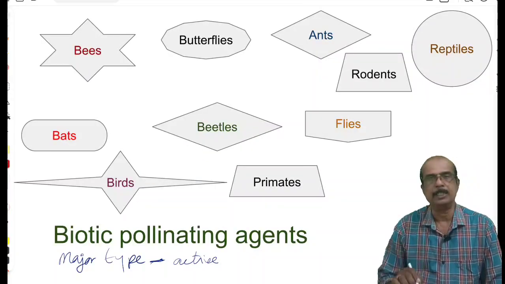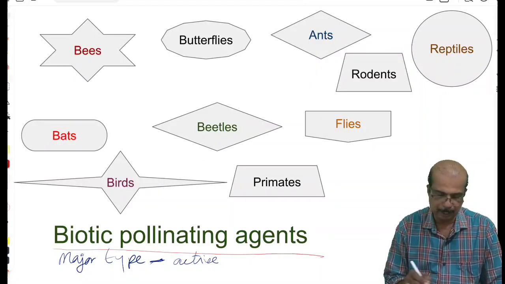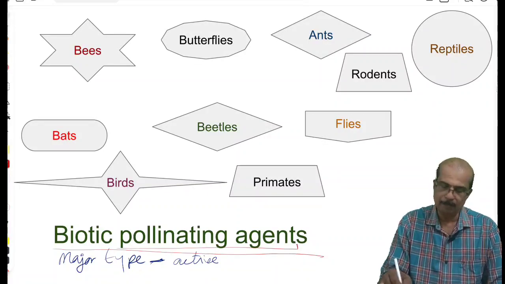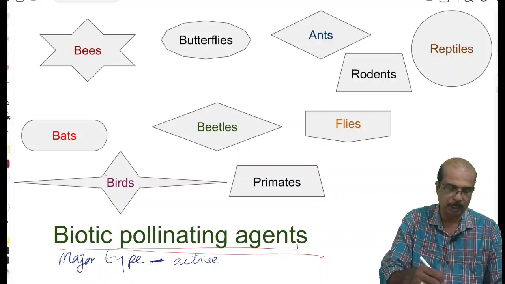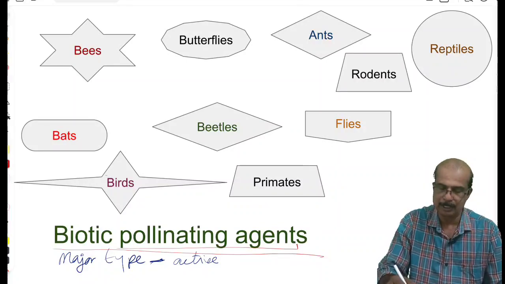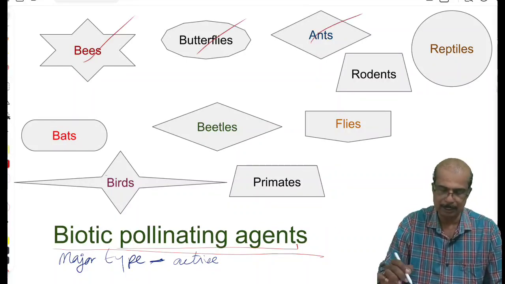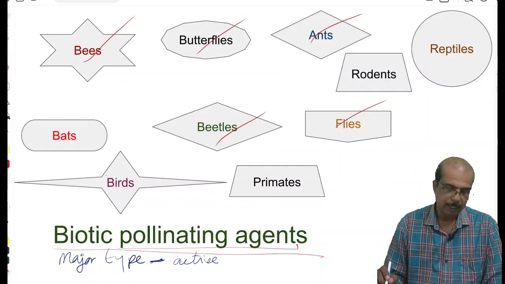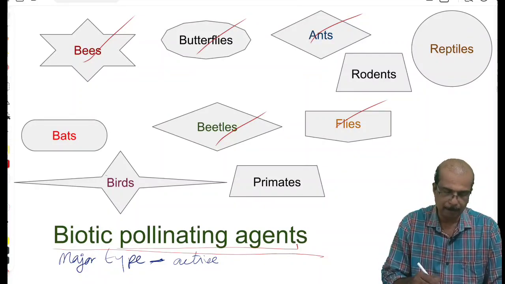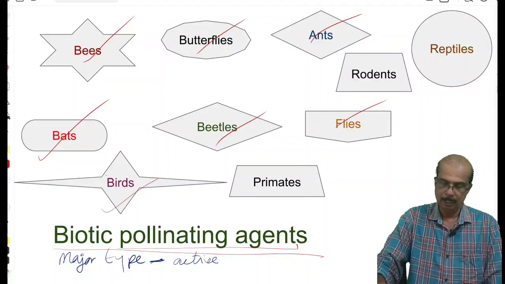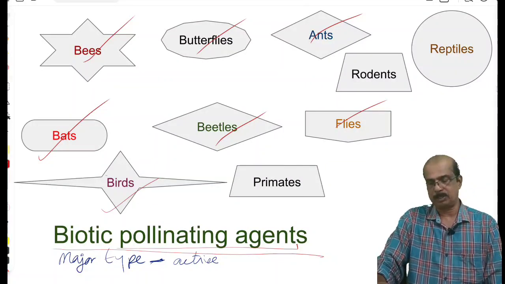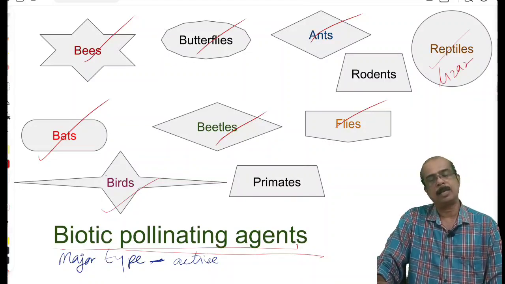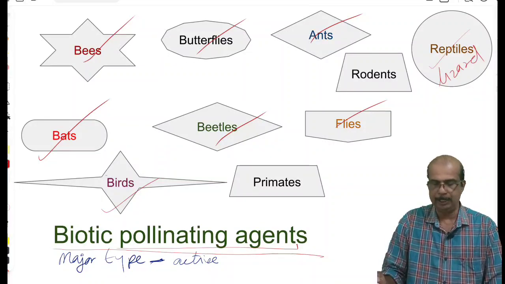Then biotic pollinating agents, or the pollinating agents are animals in this case. Here there are various types of animals. Majority are insects: bees, butterflies, ants, flies, beetles. These are major pollinating animals. Bats are there, birds are there. Then some reptiles, garden lizard. Some reptiles also act as pollinating agents.